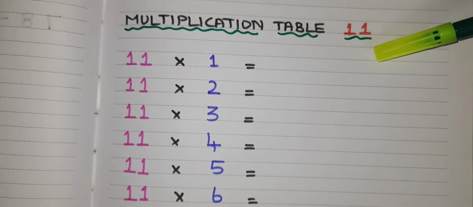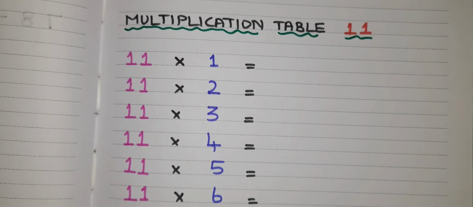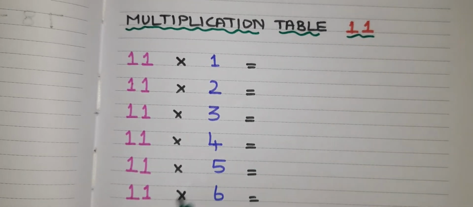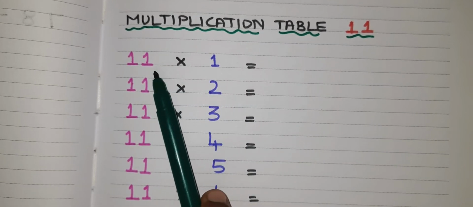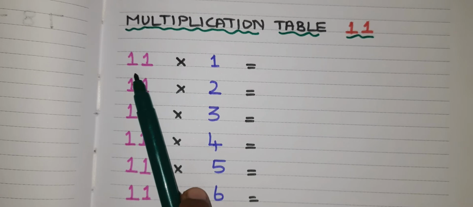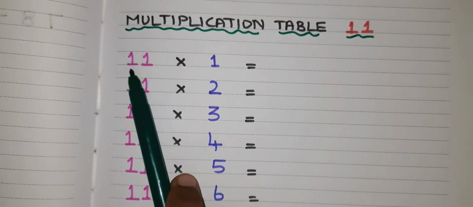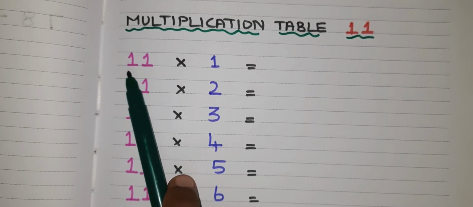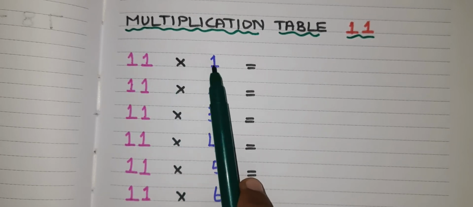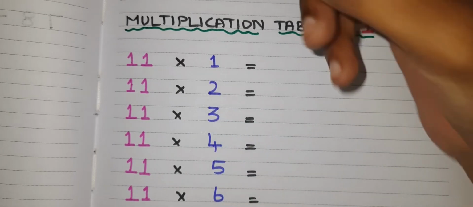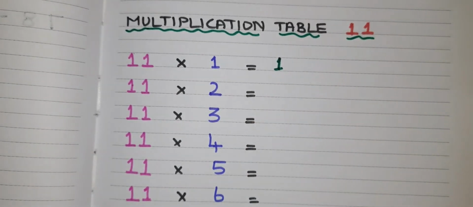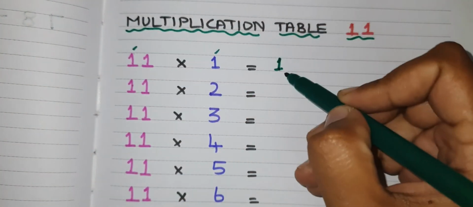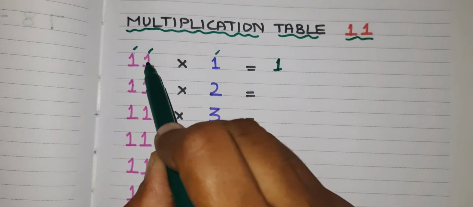Multiplication table 11. I have framed the question. Now we are going to find the answer. Any number, if you are multiplying with 1, you will get the same number. So check here. Here I am having 2 ones, that is, in ones place also 1, tens place also 1. Into multiply with 1. What is the answer? 1 into 1 is 1. See, 1 into 1 is 1. Next again, 1 into 1.